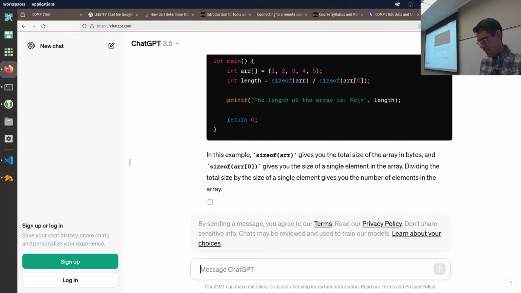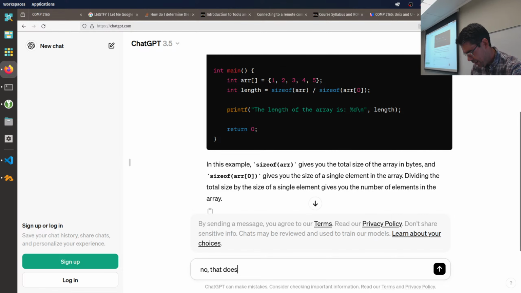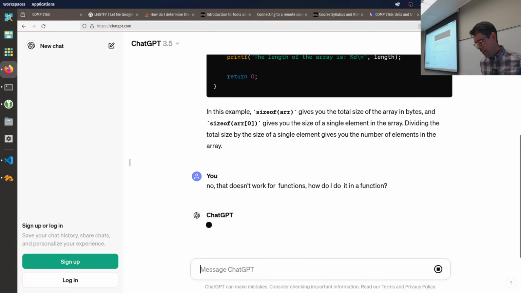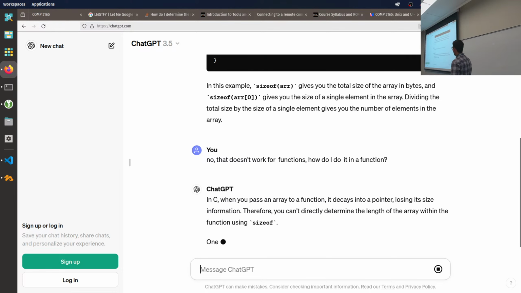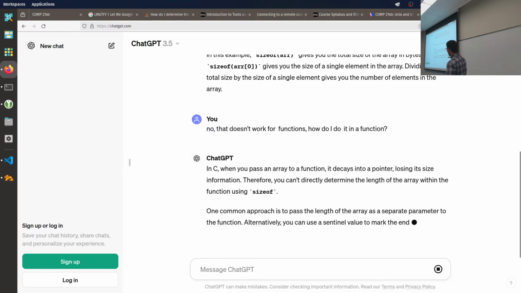Fortunately, you can say things like, no, that doesn't work for functions. I cannot type. How do I do it in a function? And then it will tell me a little bit more, and then it will kind of tell me the correct answer here.